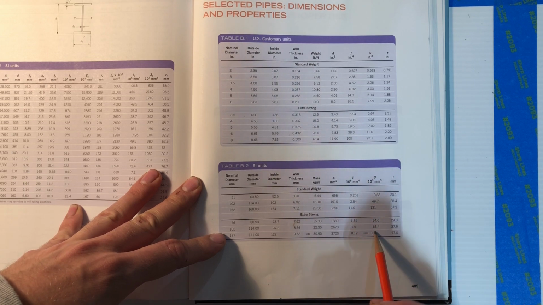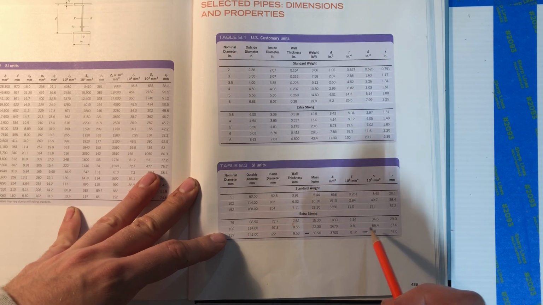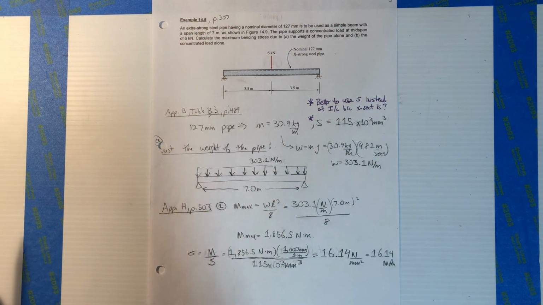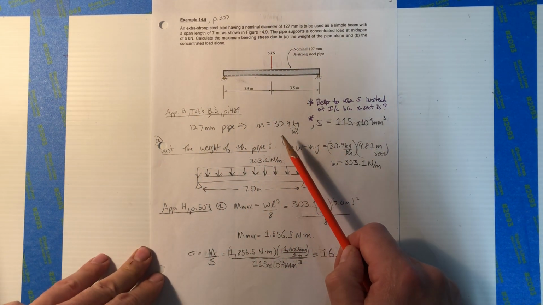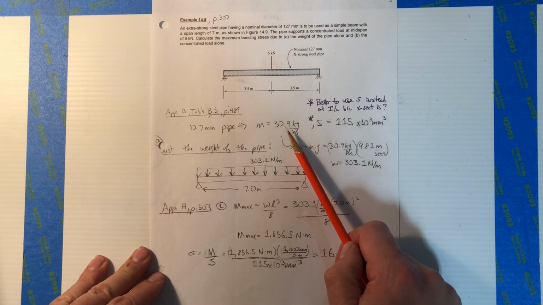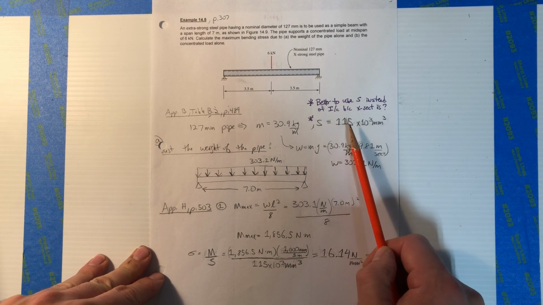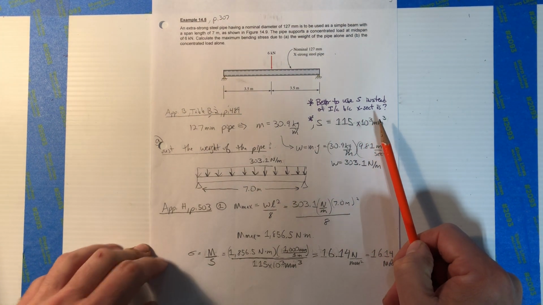So I'm going to take the section modulus. With everything here, I can easily calculate I or C, but I'm going to grab the section modulus this time. You can do it either way. Okay, 127 millimeter pipe, 30.9 kilograms per meter. That's a scalar, right? We got to convert that to a vector quantity, right? And then the section modulus, what we just said, 115 times 10 to the third millimeters cubed.